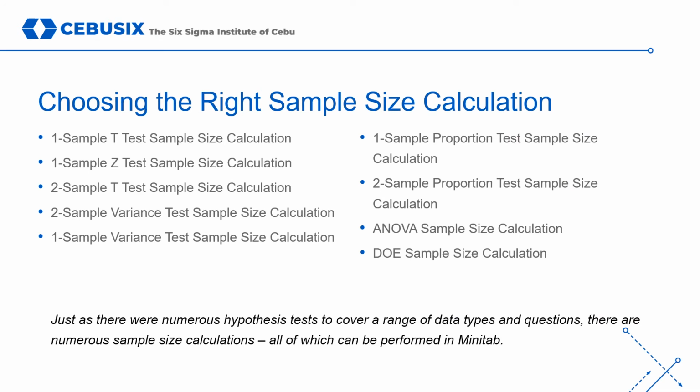Just as there were numerous hypothesis tests to cover a range of data types and questions, there are numerous sample size calculations as well, all of which can be performed in Minitab. In this section, we will discuss the different types of sample size calculations that are available in Minitab and what circumstances we would use each of them in a Six Sigma initiative. We will talk about the differences between testing means, variance, and proportions. We will also show you the sample size power curve that will be created by Minitab for each calculation.